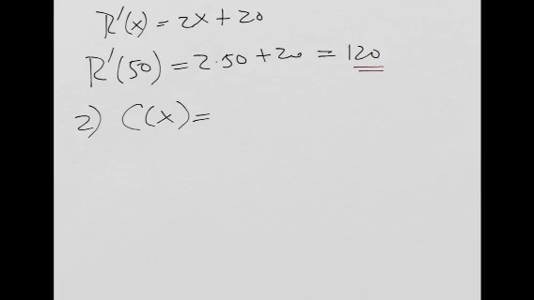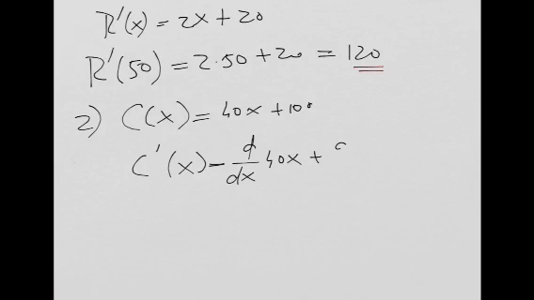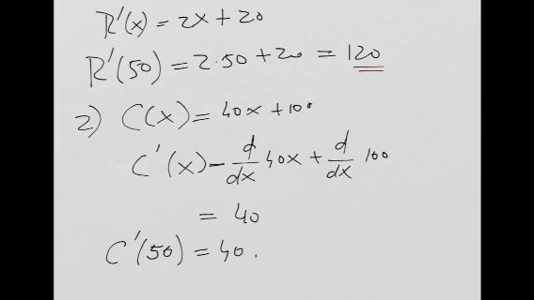Okay? I can do the same thing for the cost, right? The cost is 40x plus 100. The derivative of the cost is going to be the derivative of 40x plus the derivative of 100. Well, the derivative of 40x is just 40, and the derivative of 100 is 0. So the marginal cost is 40, right? The marginal cost is 40, meaning whatever I plug into x, it is still 40. Yeah? That makes sense, right?